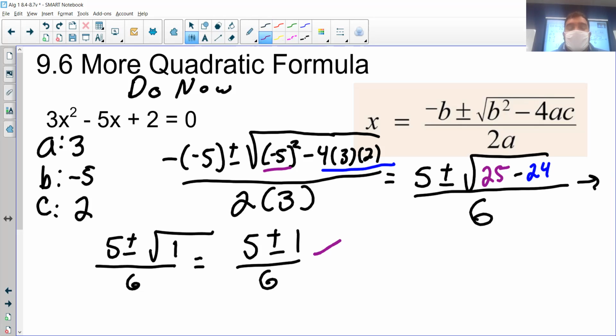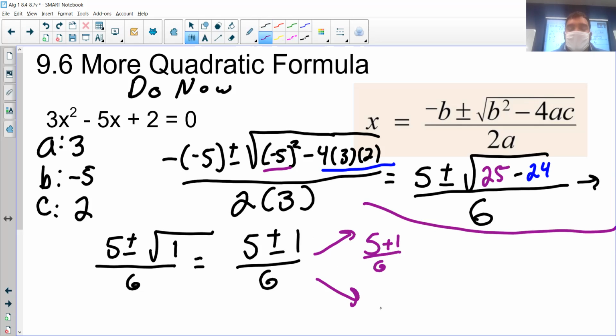Now, with that in mind, you have the plus or minus, so you split it into 2 pieces: 5 plus 1 over 6 and 5 minus 1 over 6. 6 over 6 becomes 1, and 4 over 6 equals 2 over 3. So the answers are 1 and 2 over 3.